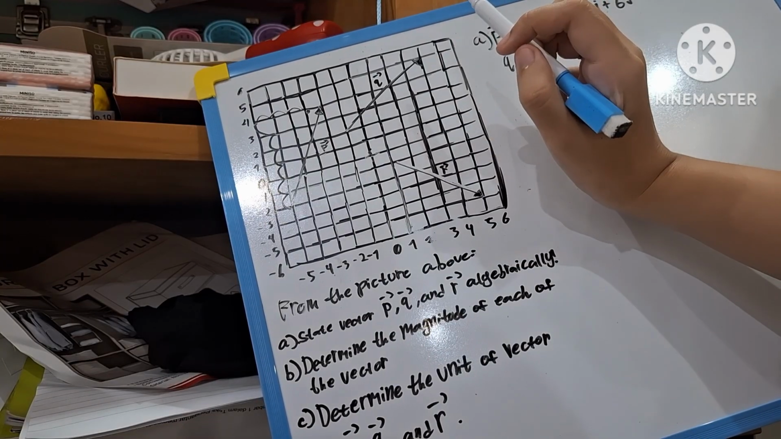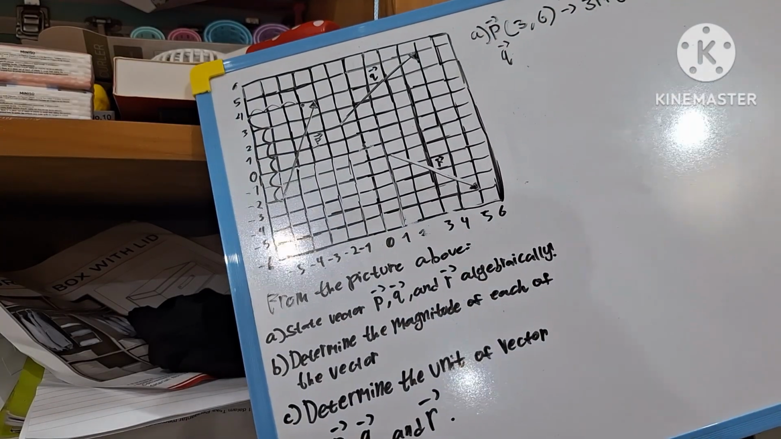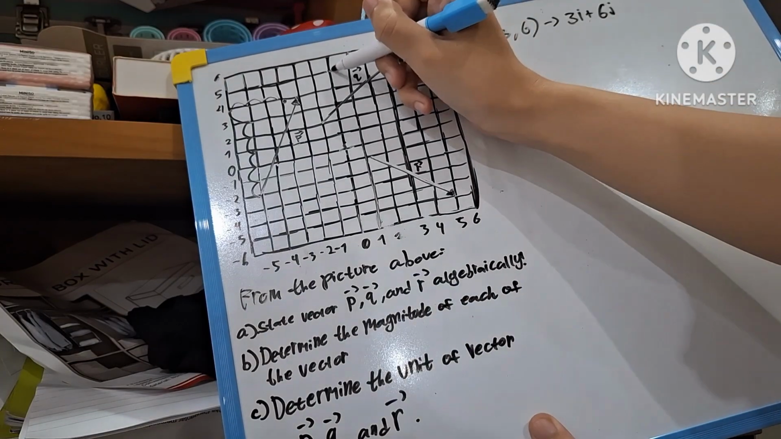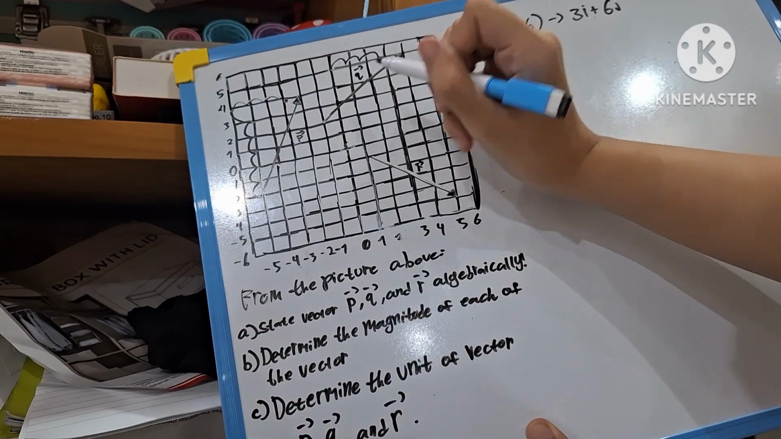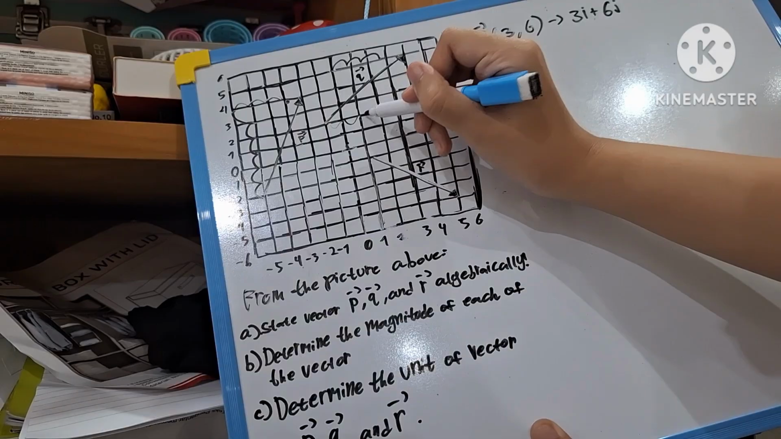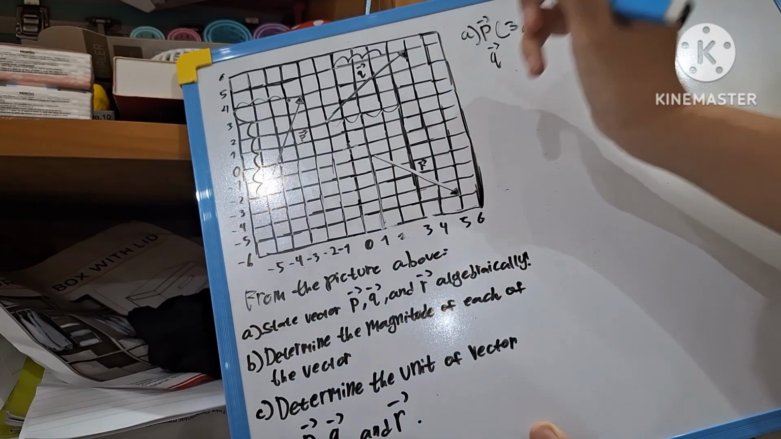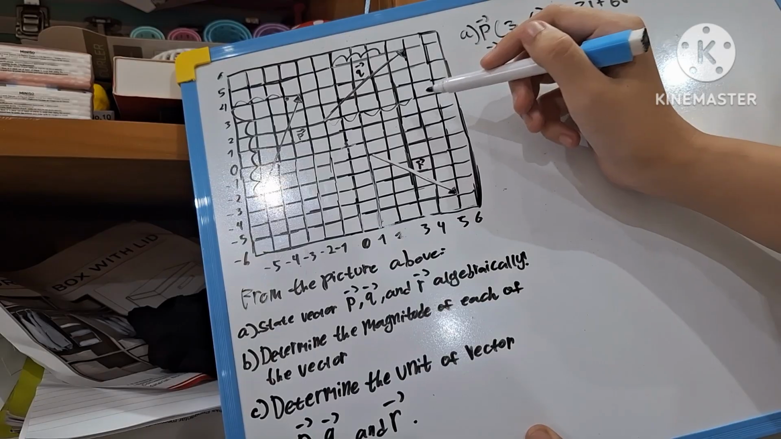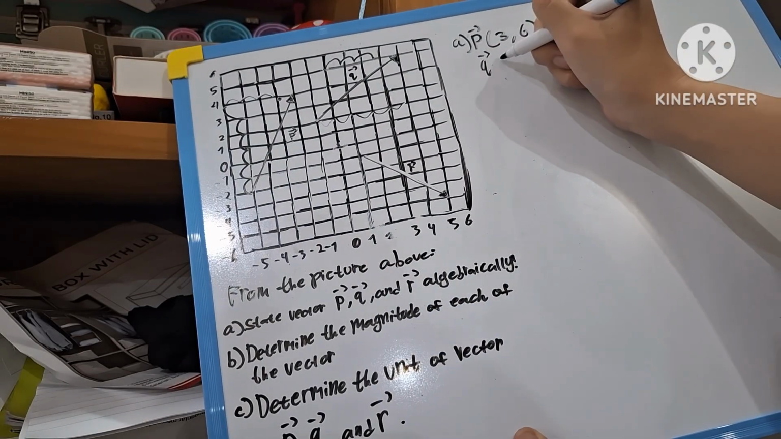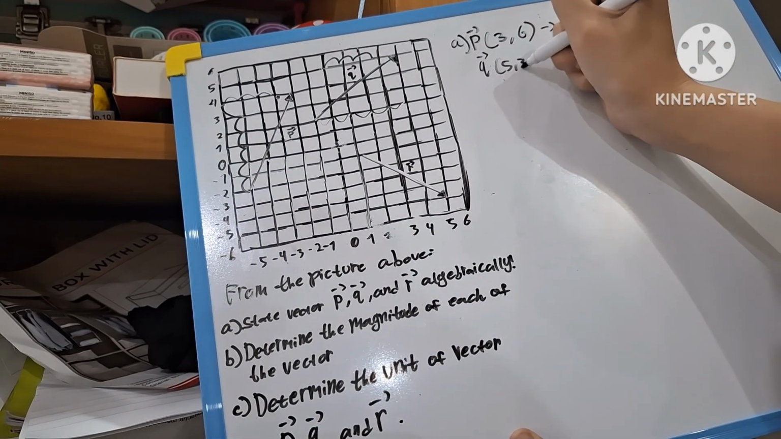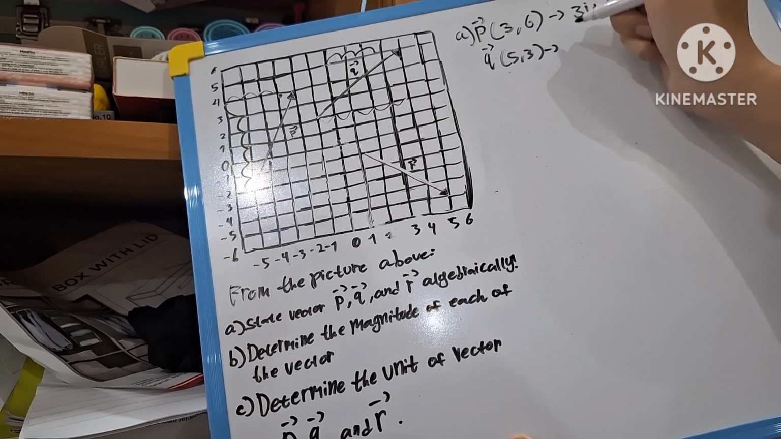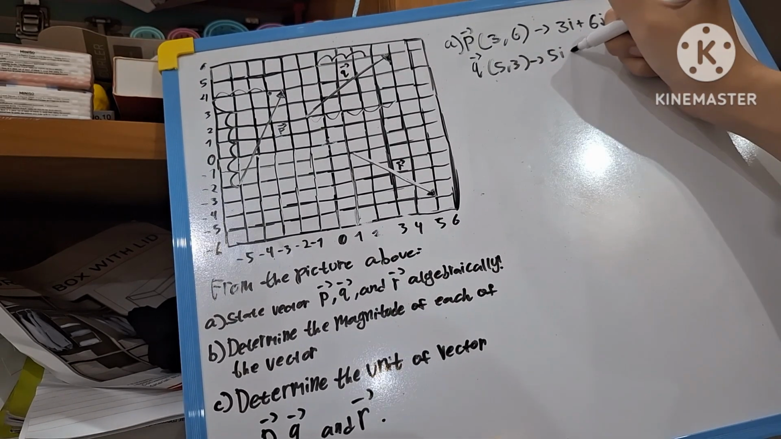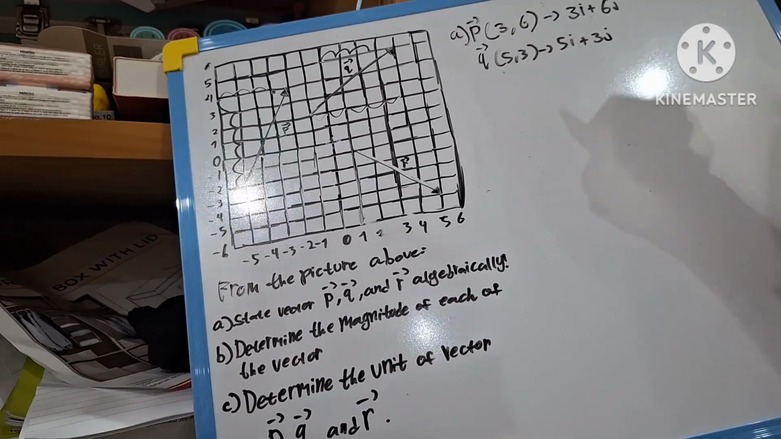Now, we're going to do the same for Q. Q is located there, so we'll count the same way again. Top line: 1, 2, 3. Then we're going to do the bottom one: 1, 2, 3, 4, and 5. So with that, we can put a 3 and a 5. Then do the same thing again and make it into 3i plus 5j.